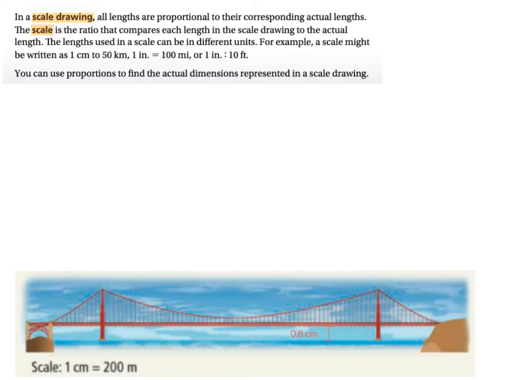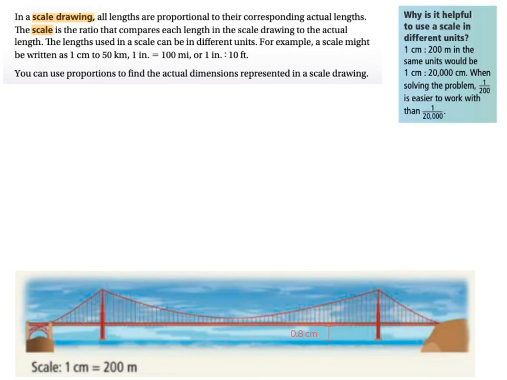It could be 1 centimeter to 50 kilometers. It could be 1 inch to 100 miles, 1 inch to 10 feet. And why do we have different units from here to here? Because if you had the same units, we would have these huge, enormous numbers. And we don't need the same units. You'll see what we'll do. We'll say if 1 centimeter is equal to 50 kilometers, then 7 centimeters is equal to X kilometers, and we can calculate for that. But we're still going centimeters to kilometers.